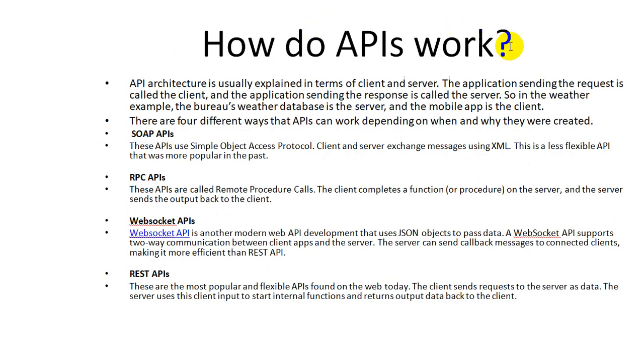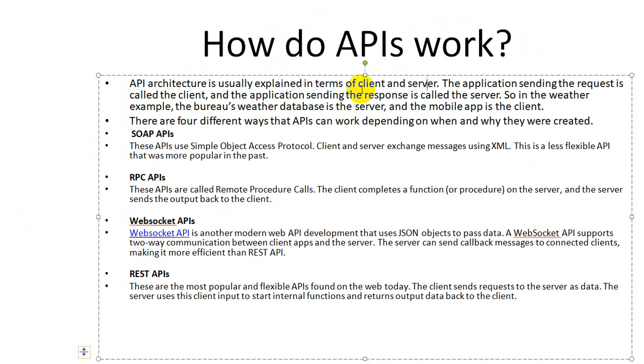So how do APIs work? API architecture is usually explained in terms of client and server. The client requests, the server provides a response. The application sending the request is called the client. I am the client, or my application on my phone is a client, and the application sending the response is called the server. So in the weather example, the bureau's weather database is the server and the mobile application is the client.